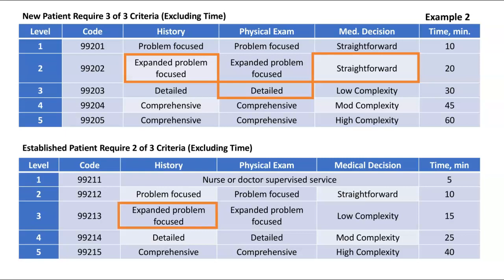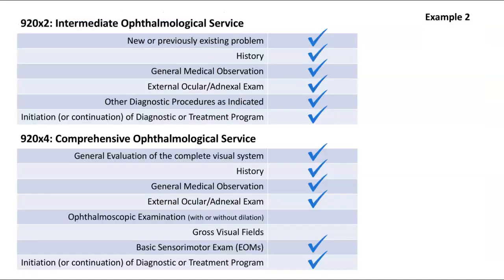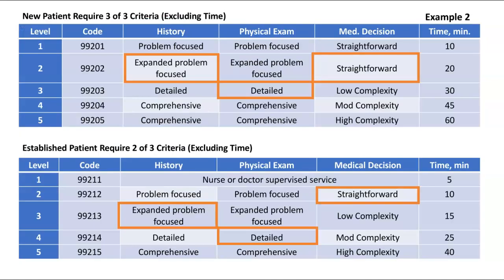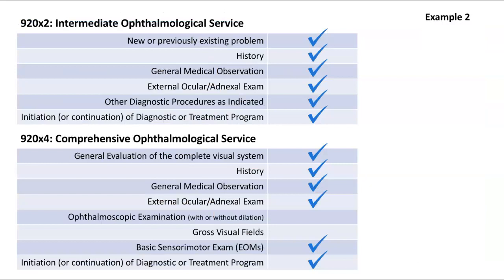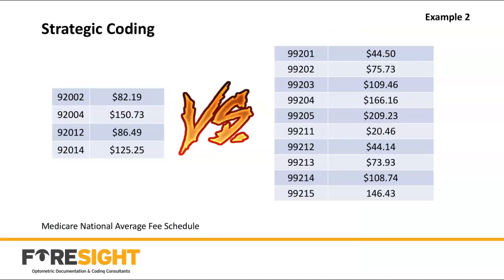For an established patient, we have an expanded problem-focused history, detailed physical exam, straightforward MDM. So you notice it's kind of all over the place here, but you kind of get the two higher ones. So that's going to put you at a 99213. For an intermediate code, you see again, we did all of those elements. We still don't earn a comprehensive. So if this earned an intermediate again, or a level 3 established patient, 99213.